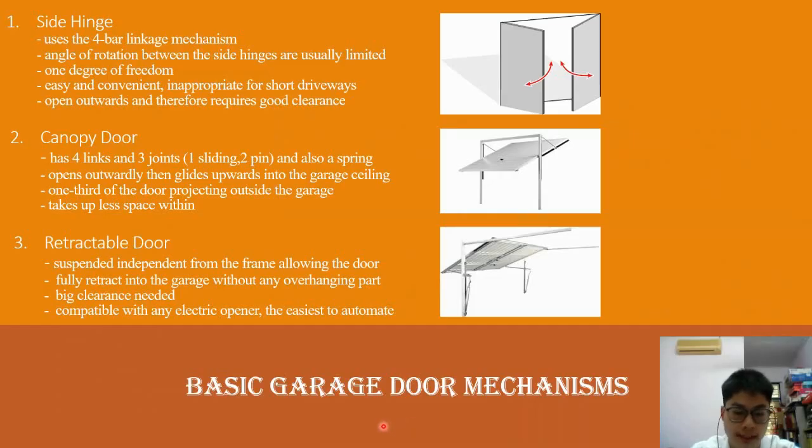Moving next will be the basic garage door mechanisms. The first one is a side hinge, and the following characteristics are stated here. And this is the image shown. The second is a canopy door with the following characteristics as well as the image shown beside here. And the third one will be the retractable door, given with the following characteristics as well as the image shown right here. So these are the basic mechanisms of the garage door that we have found.